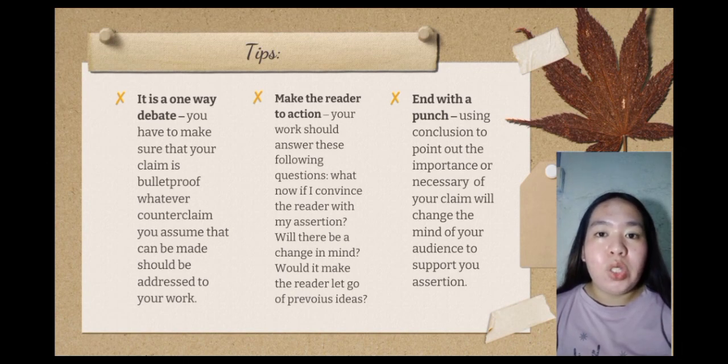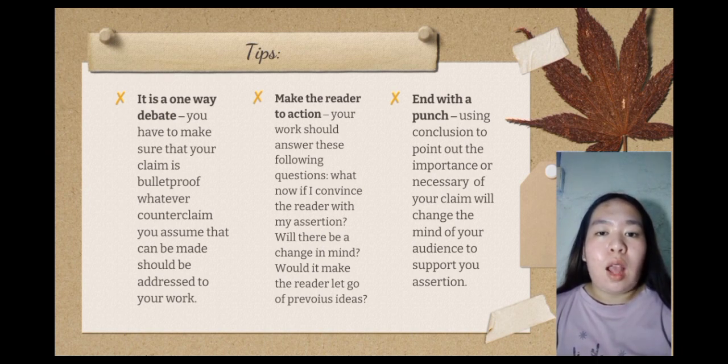You have to make sure that your claim is bulletproof. Whatever counterclaim you assume can be made should be addressed in your work. Move the reader to action.